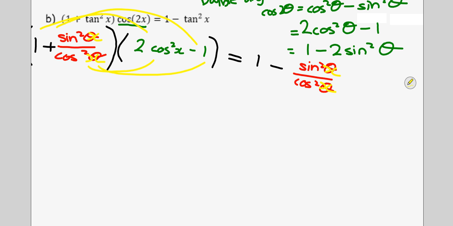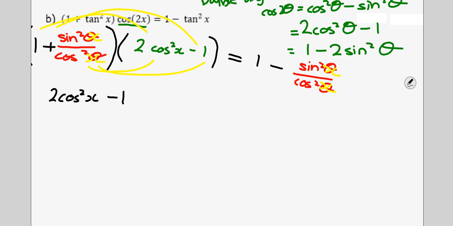And it's fun, fun, fun. So nice. What's 1 times 2? 2. Sorry about that, it's because I wrote them so far apart. 1 times 2 cos squared x is 2 cos squared x. 1 times negative 1 is a nice one. Negative 1, good.